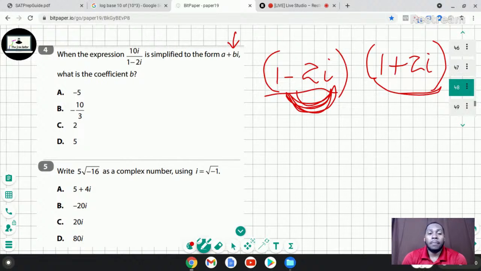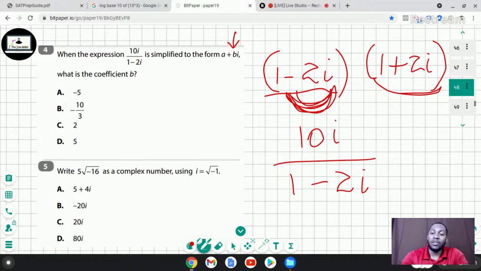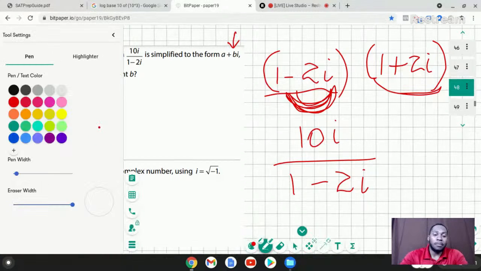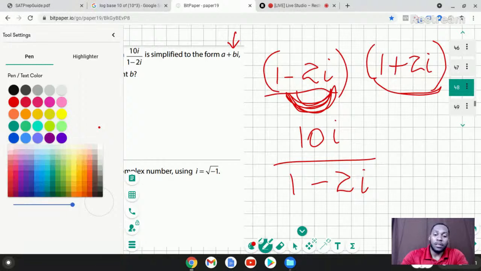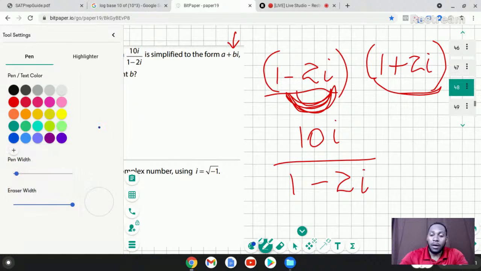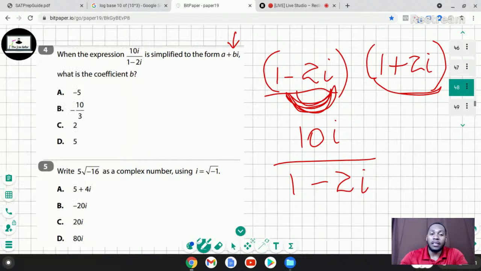So what we're gonna do is multiply effectively. We started with 10i over 1 minus 2i. I'm gonna multiply the top and the bottom by the conjugate, and I'm gonna change color so that way you understand what I'm doing. The conjugate of that is this, right? 1 plus 2i.